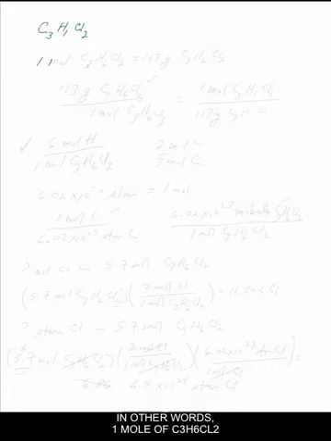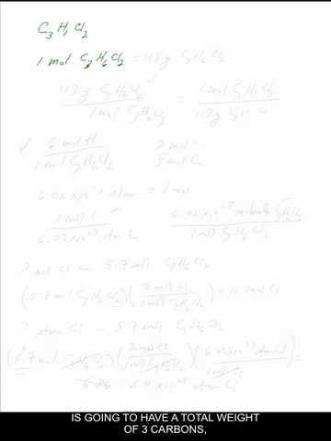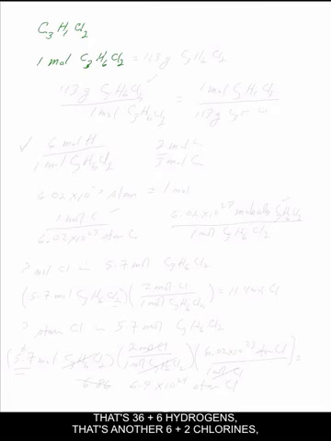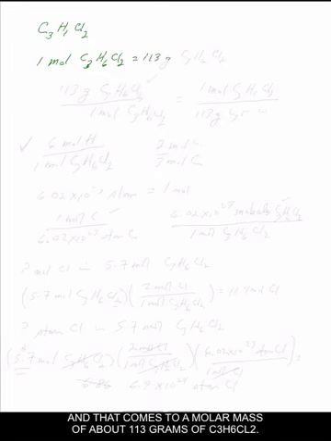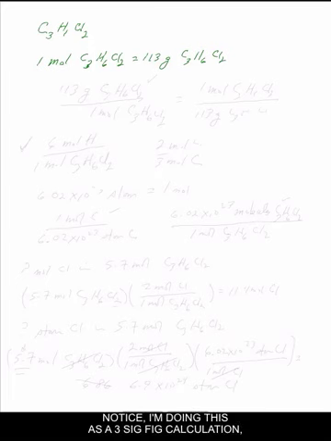In other words, 1 mole of C3H6Cl2 is going to have a total weight of 3 carbons, that's 36, plus 6 hydrogens, that's another 6, plus 2 chlorines, 35.5 each, so that's about 71, and that comes to a molar mass of about 113 grams of C3H6Cl2. Notice I'm doing this as a 3 sig fig calculation, which we often do in many calculations here.